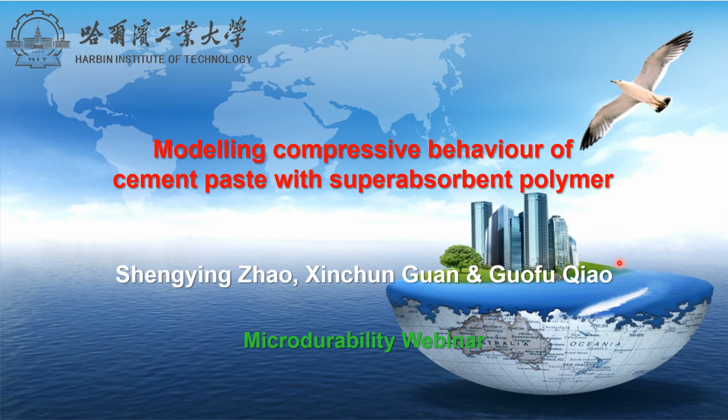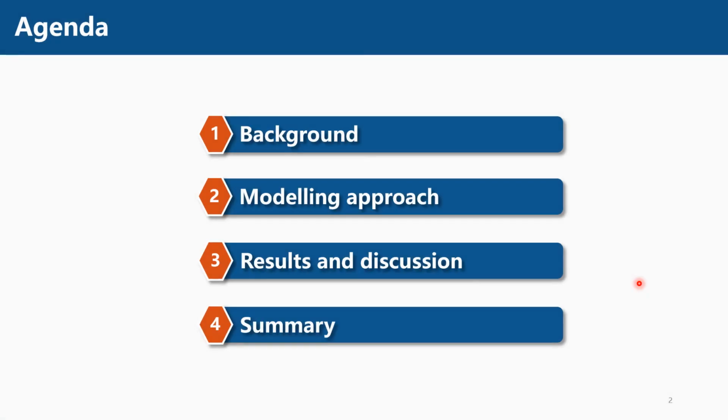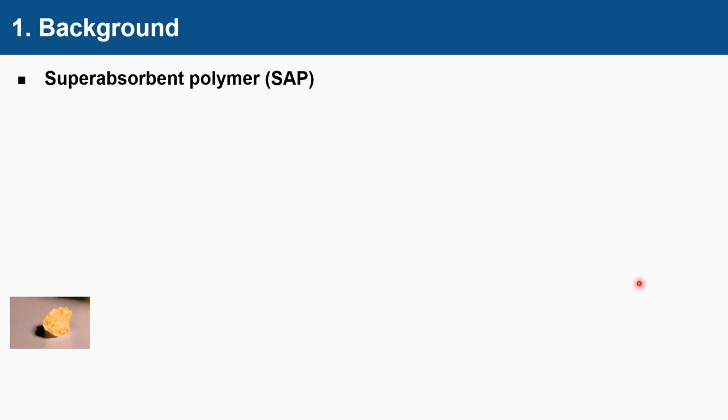In our group, ongoing research is on the mechanical behavior of cement-based material that incorporates an additive called superabsorbent polymer. The research is based largely on modeling work. I'm going to start with introducing how this additive works in cement paste, and then talk about how we model the mechanical properties and where the inputs come from. After that, I'll show some results and discuss them.